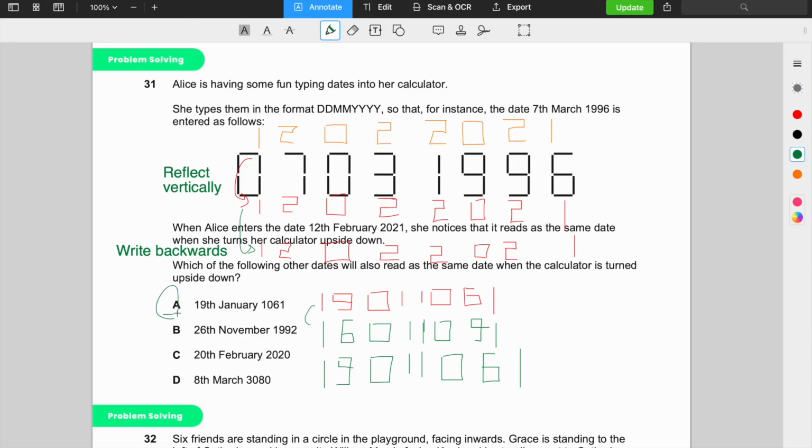So A is our answer. Okay, just turn your head, or turn the paper. That's the easiest way to do it. Don't bother with this process that I've suggested. It takes a bit too long. I know some kids might have been tricked and they might have thought, oh, I have to find the palindrome.